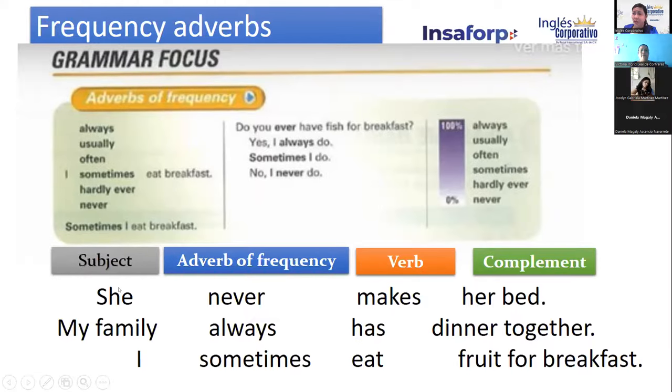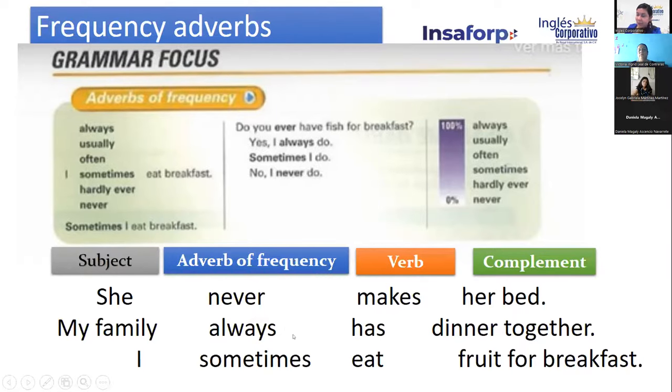What is the structure? First you need to have a subject: she, I, my family, Maria, Pepito, Anastasio. After the subject, we have the adverb of frequency: never, always, sometimes. Then we have the verb, and finally the complement. And I have three examples. She never makes her bed. The verb has the S because it's third person singular.